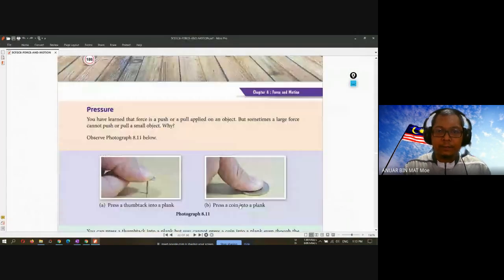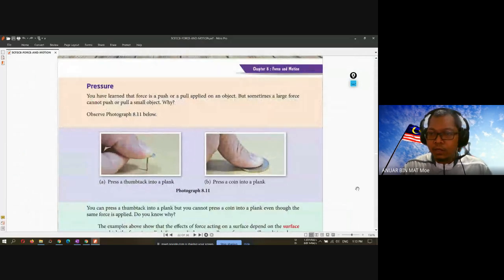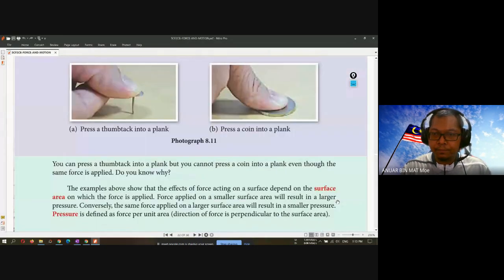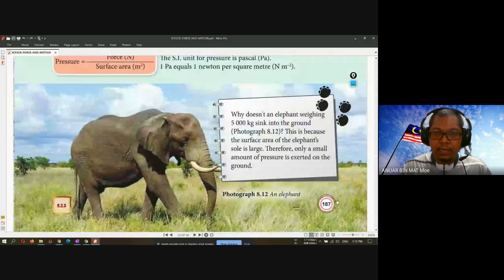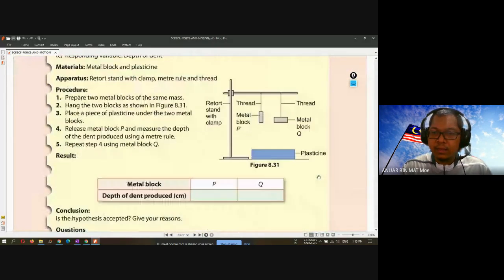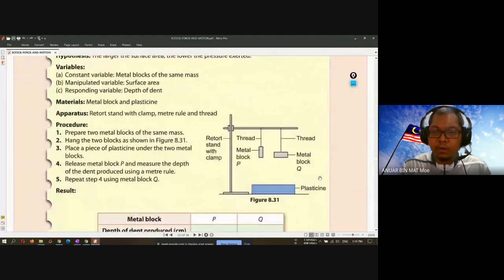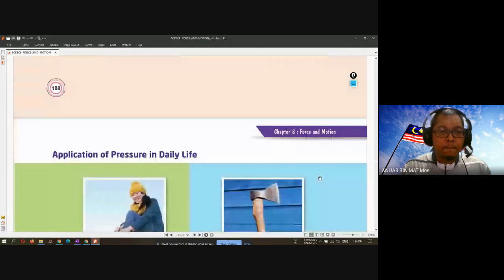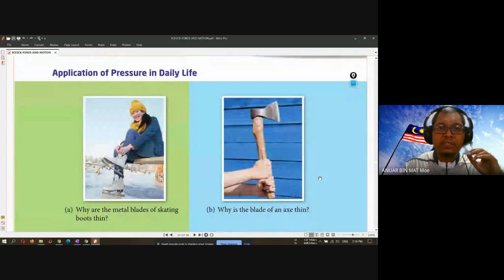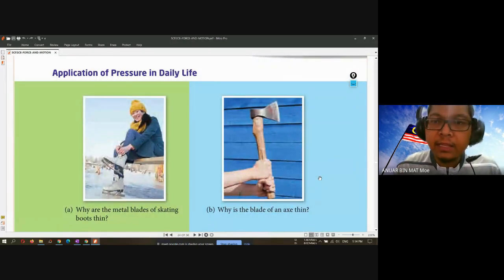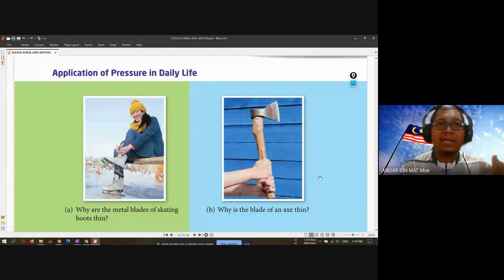Okay, next one. So I will continue with pressure. Okay, so we already learned about this. And then for the experiment later on I will explain to you about the experiment. Next, the application of pressure in daily life. So I think you can read it for yourself. What are the applications of pressure?